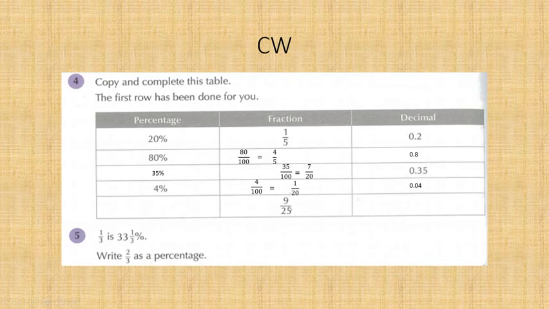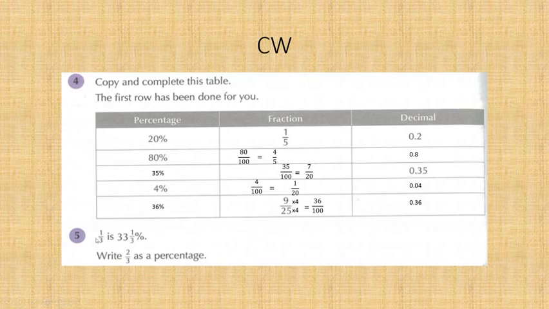Okay, 9 over 25, I need to change it first to be over 100, so I multiply by the best friend, so it's going to be 36 over 100. So to change it into a decimal is going to be 0.36, and to change it into percent is going to be 36%. And this is question number 4.